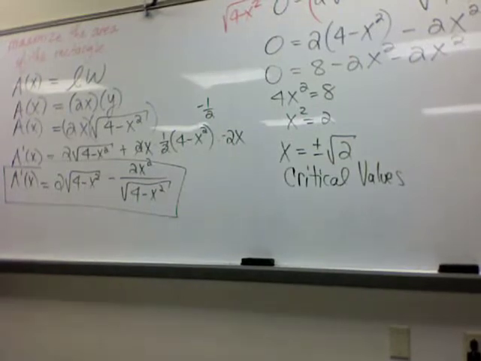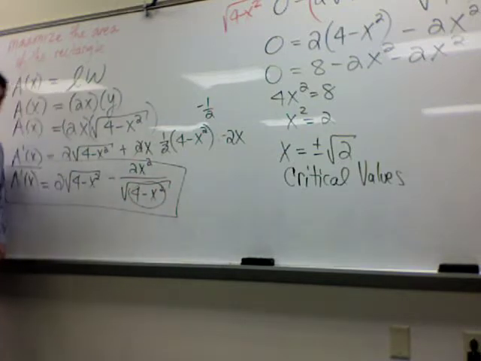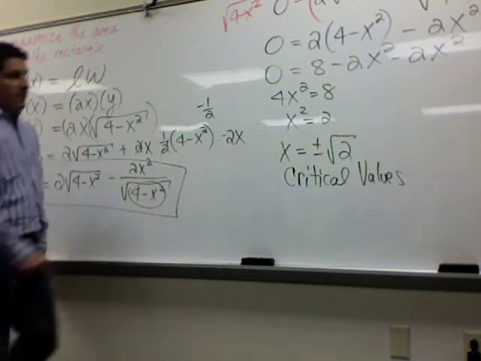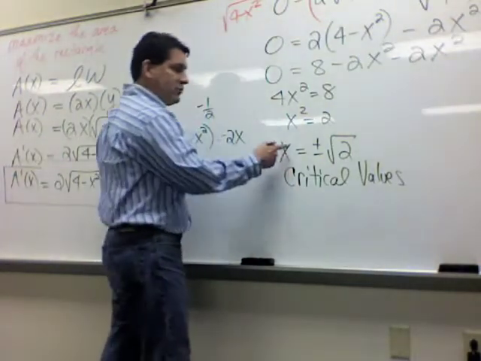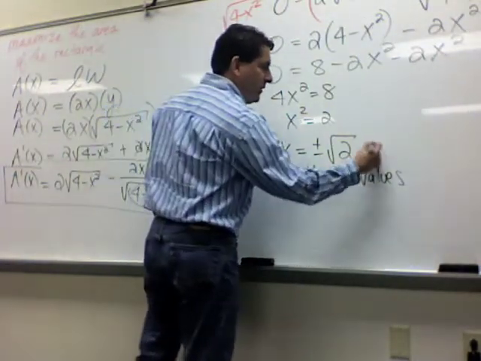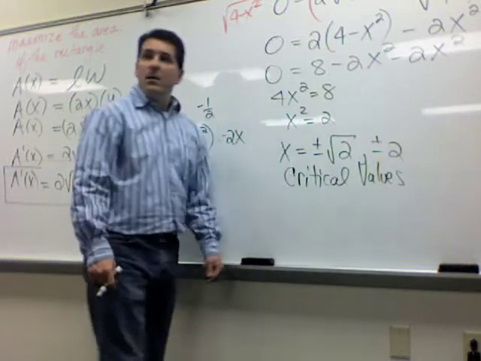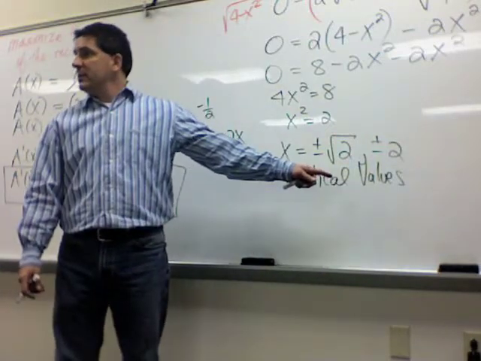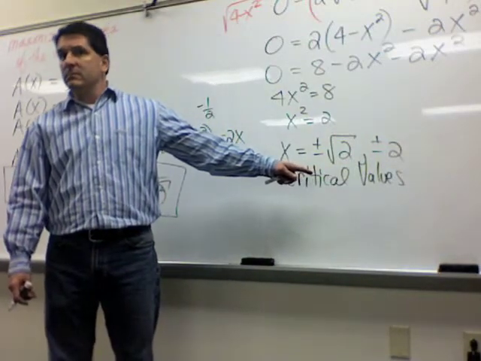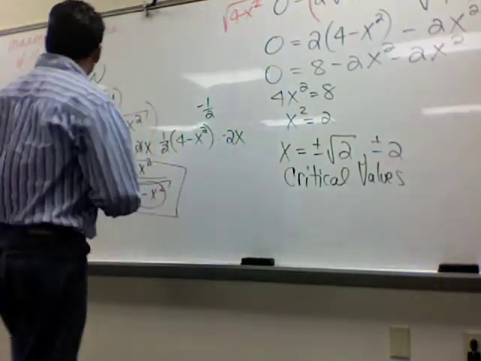What makes a function undefined? The denominator is 0. Wherever the denominator is 0. So are there any places here, x values, that would make the denominator 0? When x equals 2 or negative 2. Right. So technically, we don't have just those two, but we also have plus or minus 2. There's 4 critical values in this problem.